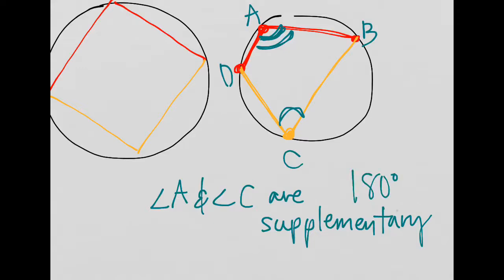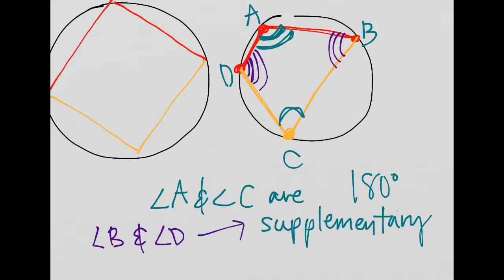Okay, so whatever angle A is, I can figure out what angle C is. And if I know that, then I can figure out some other stuff here too, right? If D and B are opposite of each other, let's see, I'll put 4 marks there. So angle B and angle D are also supplementary, right? So they will also add up to 180.